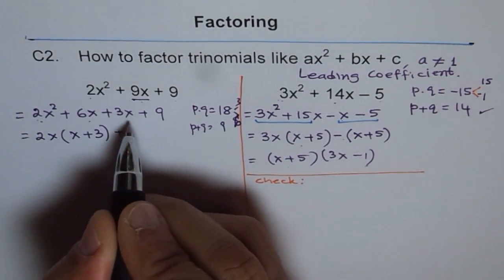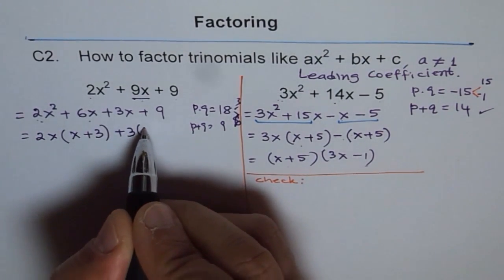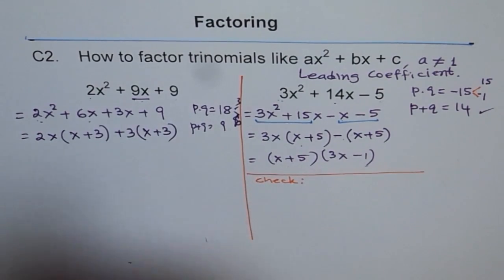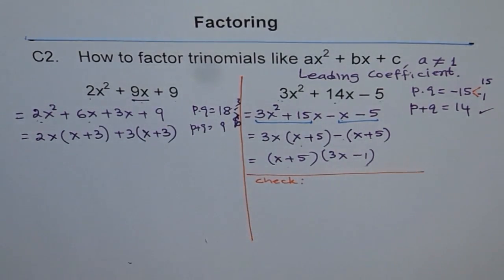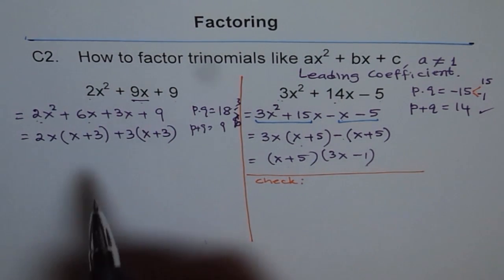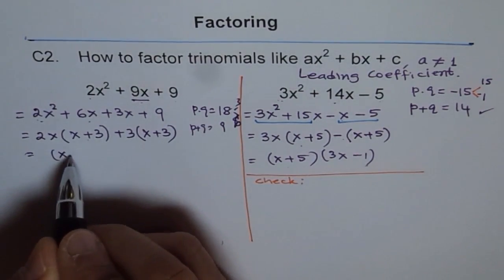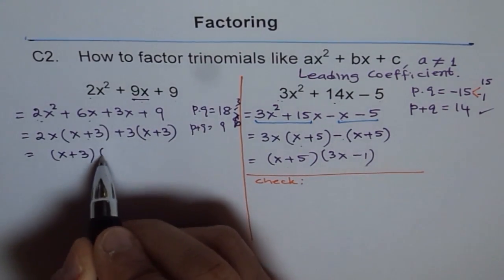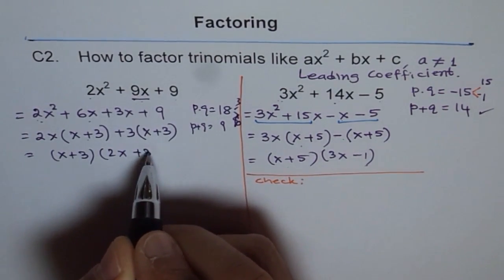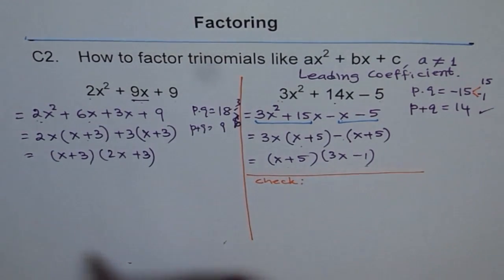And here we can take 3 common. We are left with x plus 3. Always this has to be same. If it is not same, that means you made a mistake. Check it out. Okay, that is important. Now here we can take x plus 3 common, get x plus 3, and we are left with 2x plus 3. So that is the answer for us.